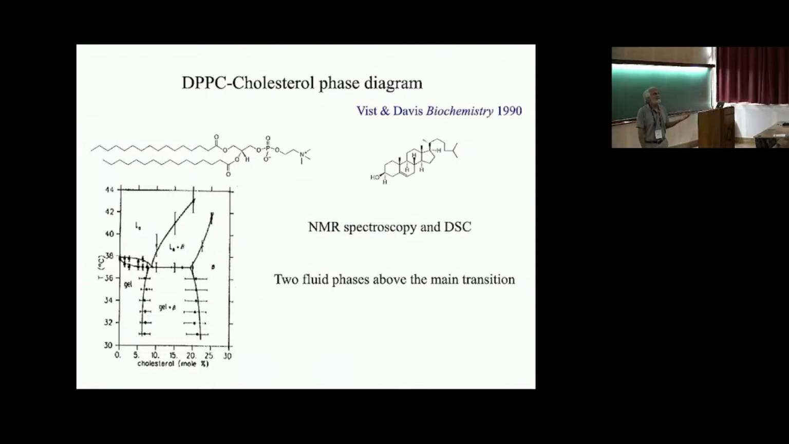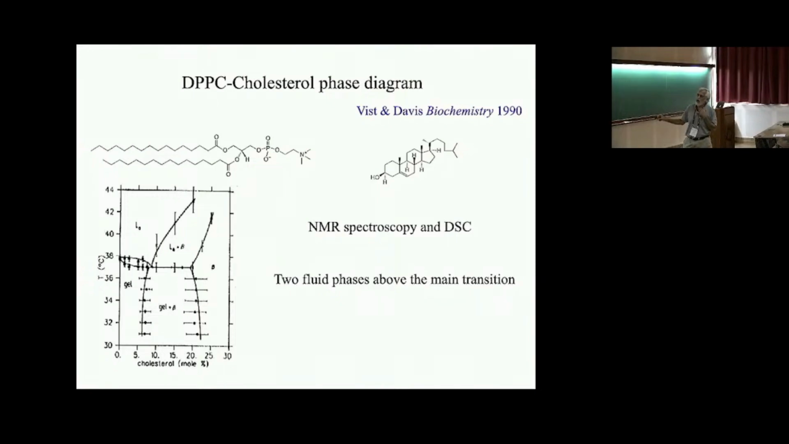It's not surprising that cholesterol being a major component of cell membranes, people have studied the phase behavior of lipid cholesterol membranes for a very, very long time. And it was known that if you take a lipid membrane, it basically has two phases. It has a gel phase below some transition temperature called the main transition or chain melting transition. And above that, it has a fluid phase.